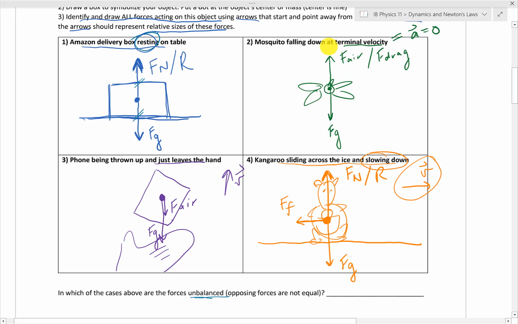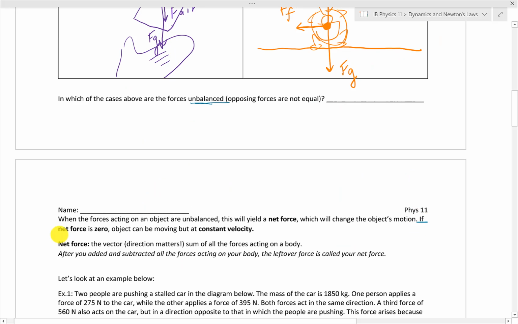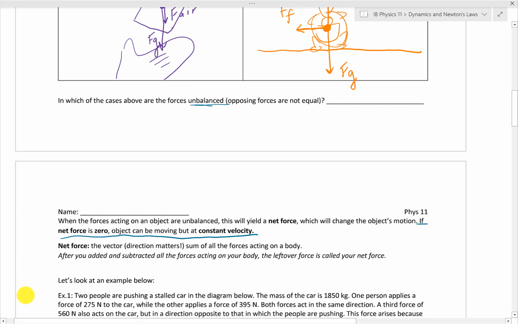As for the mosquito, falling down at terminal velocity, the air resistance and the force due to gravity are equal, so that it is not accelerating, it is only moving at terminal velocity. In these two cases, we have balanced forces, but note that you can have balanced forces while still moving, and that is important. You don't have to be at rest for your forces to balance. I wrote it right there for you to see. You can still be moving at constant velocity.